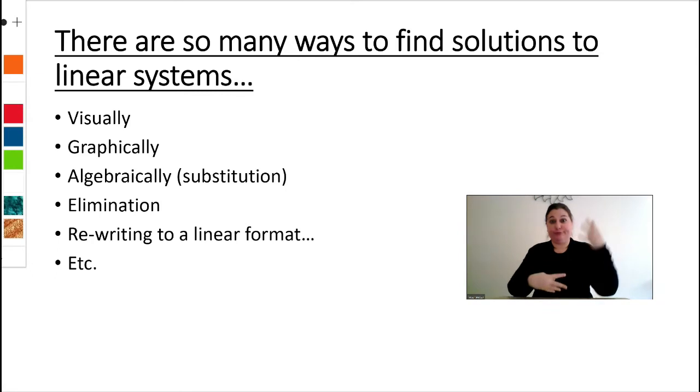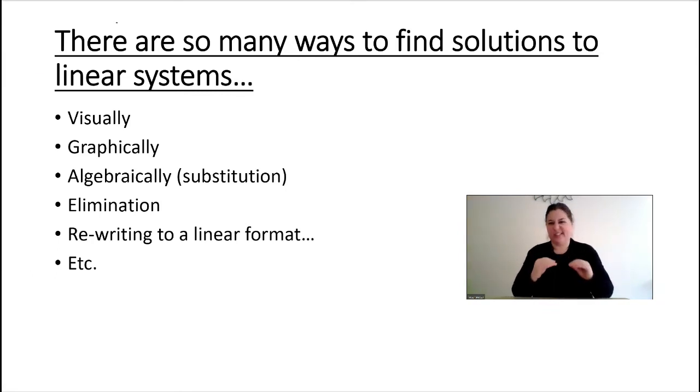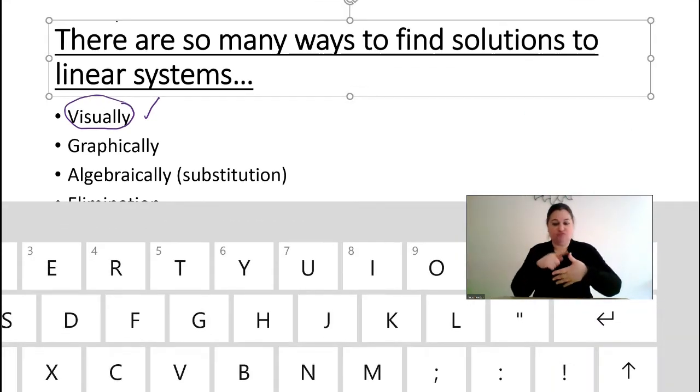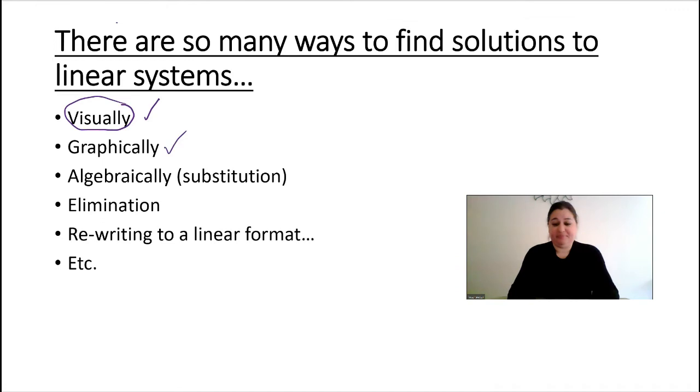There are so many ways to find solutions to linear systems. Many ways. Visually, which is what we're going to look at today, by looking at slopes and y-intercepts. Graphically, okay? Algebraically, elimination, rewriting to a linear format. There's lots of ways to find solutions to linear equations. But what we're focusing on today for this lesson is visually.